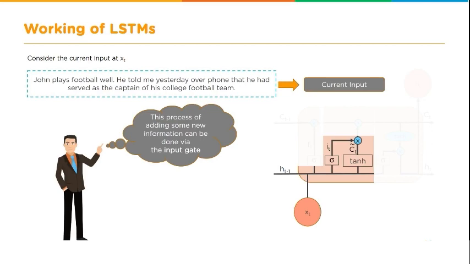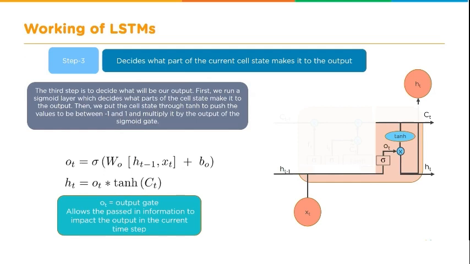Again, we measure a lot of this from the human viewpoint, and that's also how we try to train them so we can understand these neural networks. Finally, we get to step 3, which decides what part of the current cell state makes it to the output. The third step is to decide what will be our output. First we run a sigmoid layer, which decides what parts of the cell state make it to the output. Then we put the cell state through the tanh to push the values to be between -1 and 1, and multiply it by the output of the sigmoid gate.